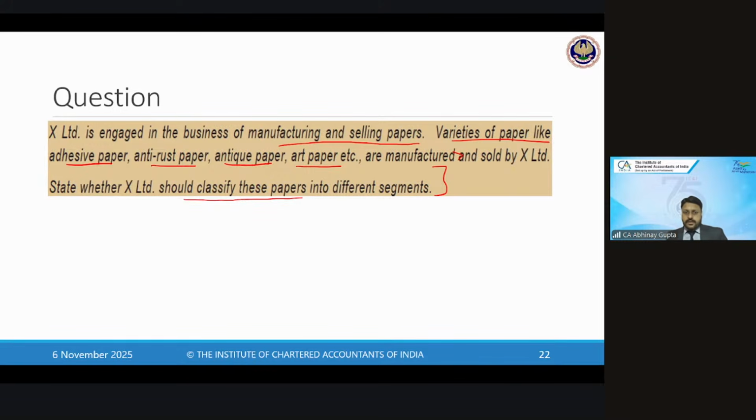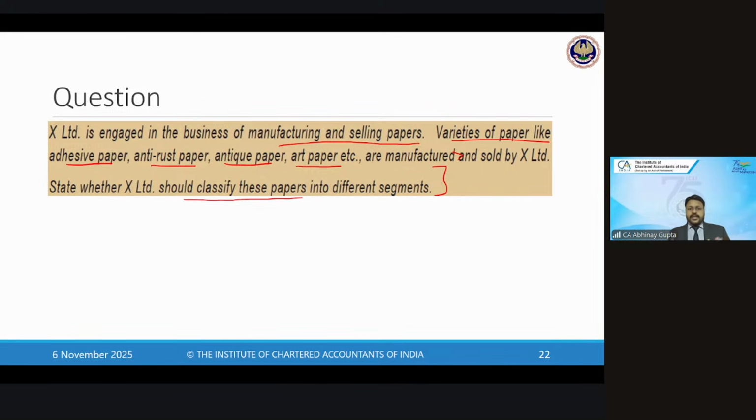Right. So product is different. The purpose of this paper is different. Manufacturing process might also be different, right? Yes, sir. And customer base might also be different, right? Anti-rust paper is being purchased by industrialists, antique paper by exhibitions and museums, art paper again by museums, adhesive paper by the children in the school, or some home usage, right? So usage could be different, customers could be different, product is different, and production process also might be different, but the common thing is that everything is prepared from the same raw material, that is the paper, right? So paper base raw material might be same, right?